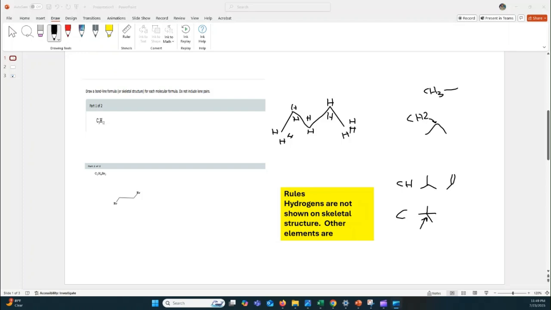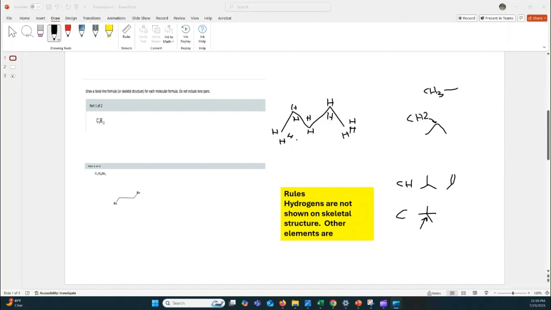Next up, I'm going to be showing you how to solve the ALEKS problem. Draw a skeletal structure for the molecular formulas listed below and do not include lone pairs. So with skeletal structures, they are kind of simpler to look at versus having to draw a Lewis dot structure as we did in the last example.